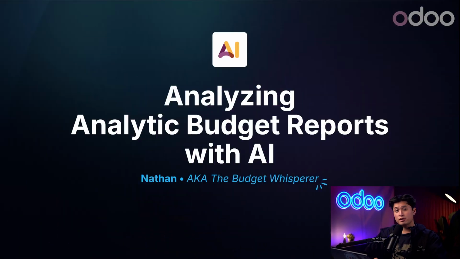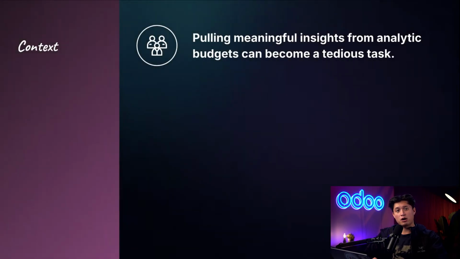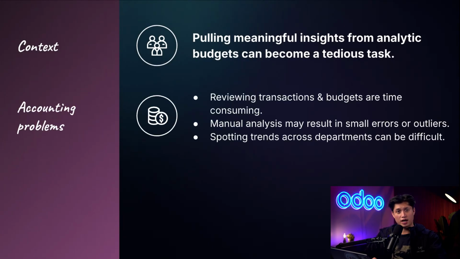Today, we're learning about using Odoo AI with analytic accounting to keep track of our spending and make sure that every department is staying within their budget. We've set up analytic plans for each department, project, and expense type, ensuring every cost is properly tracked and nothing slips through the cracks. Previously, accounting teams spent hours reviewing transactions and budgets line by line, trying to connect the dots and spot trends across departments.